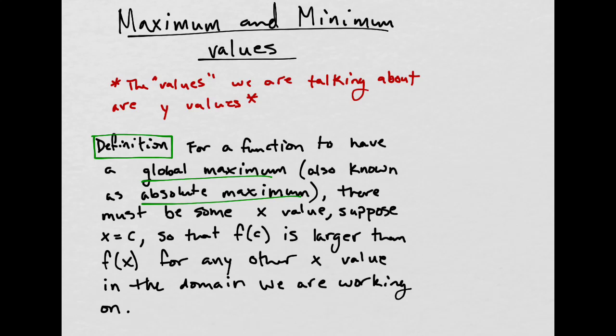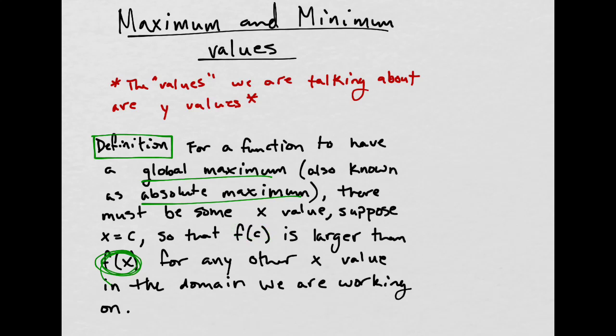There's some x value so that when you plug it into your function, the y value that comes out, remember, f of c is just the y value when you plug in c. So there must be some x value such as x equals c so that when you plug it into the function, it's larger than any other y value. Remember, f of x is just the y value. So when you plug in that x value, the y value that you get is larger than any other y value that you get from any other x value in the domain that we're working on.